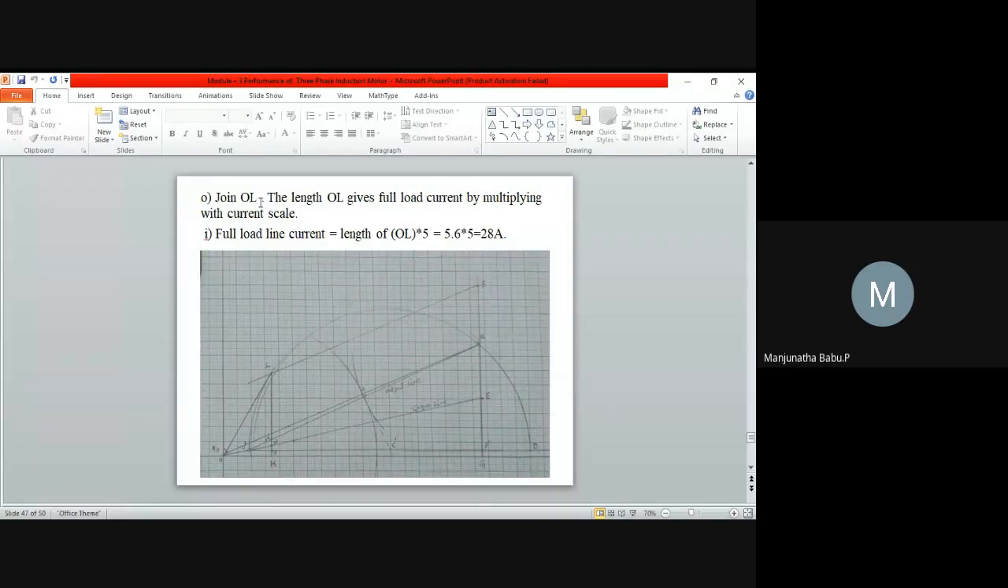after drawing the vertical line and marking the point as M on the output line, N on the torque line, J on the O dash D line, and K on the x-axis line, now draw a line which joins OL. So from O to L, join a line. Draw a line which joins OL.